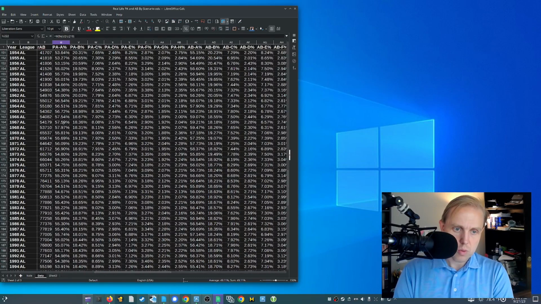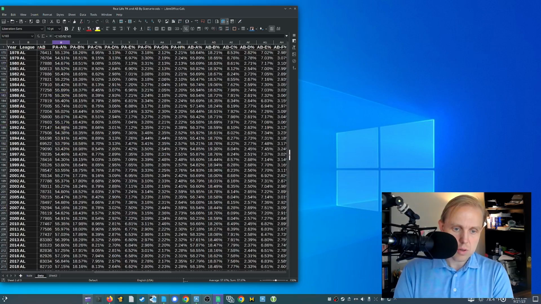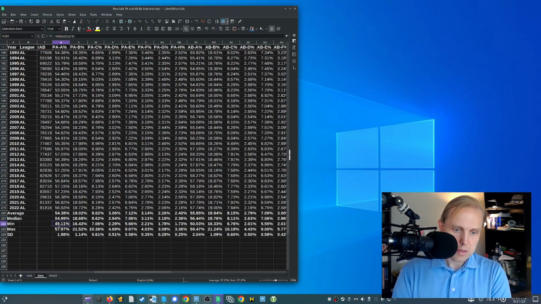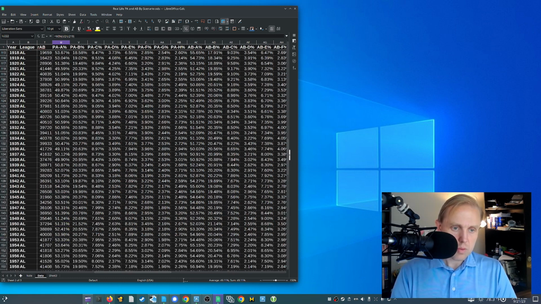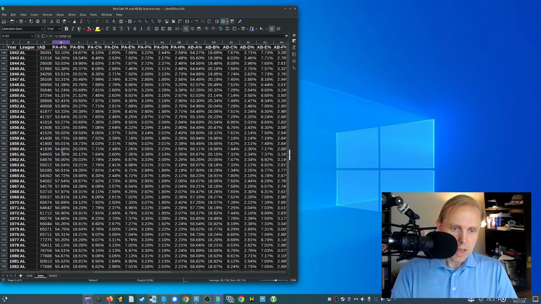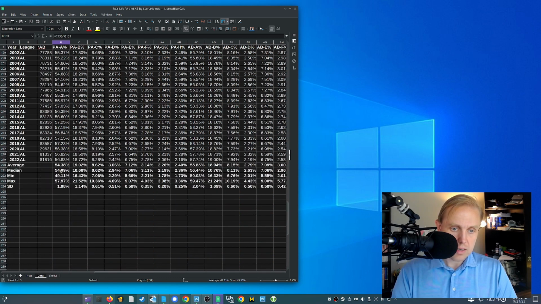Sorry for scrolling through quickly. No, that's the highest percent. So the lowest percent is 49.11. Lowest percent, I think, was in the 30s. Yeah, 1936 American League. And then the highest percentage was that 1968 American League.